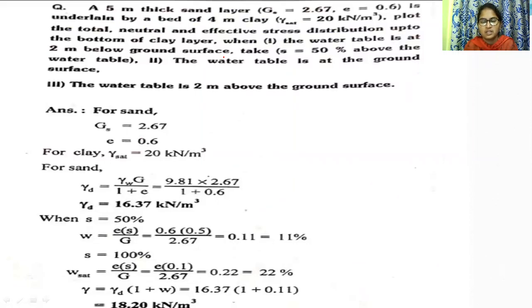A 5 meters thick sand layer, specific gravity is 2.67, and void ratio e is equal to 0.6, is underlain by a bed of 4 meters clay. Saturated unit weight is 20 kilonewton per meter cube. Plot the total, neutral and effective stress distribution up to the bottom of the clay layer when the water table is at 2 meters below ground surface.